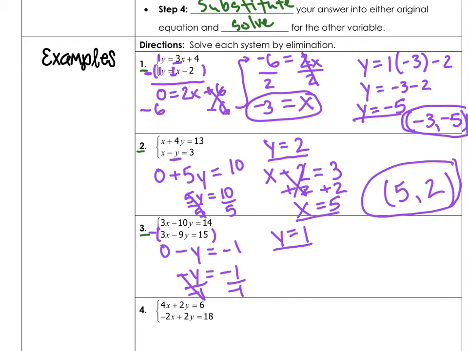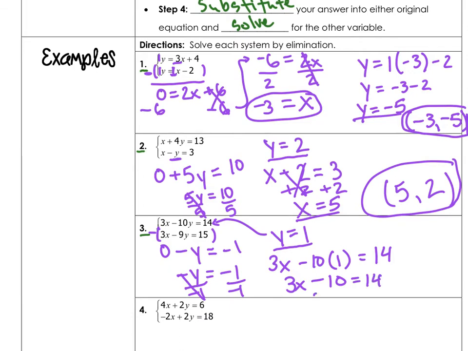Now don't forget, we still need to plug this back in to figure out what x is. We need to know what our x is. So you could actually plug this into either problem. It really doesn't matter. I'm going to go ahead and do the top one just for simplicity's sake. 3x minus 10 times y, remember that y is 1, equals 14. So if I do this, 3x minus 10 times 1 is just 10, equals 14.